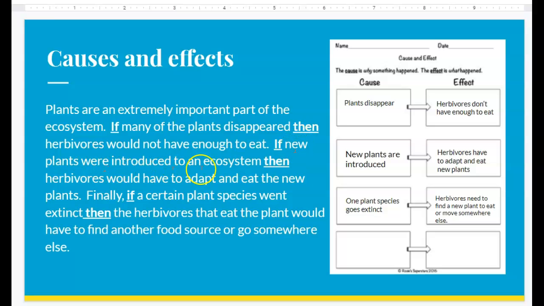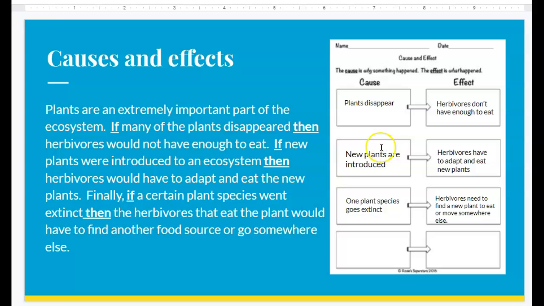If new plants were introduced to an ecosystem, then herbivores would have to adapt and eat the new plants. Finally, if a certain plant species went extinct, then the herbivores that eat that plant would have to find another food source or go somewhere else. So we have three different causes and three different effects. The first cause would be plants disappear. Well, if that happens, what's the effect? Herbivores won't have enough to eat.